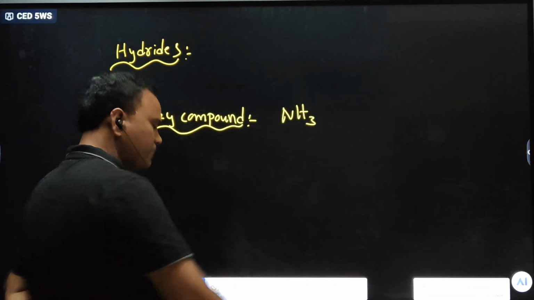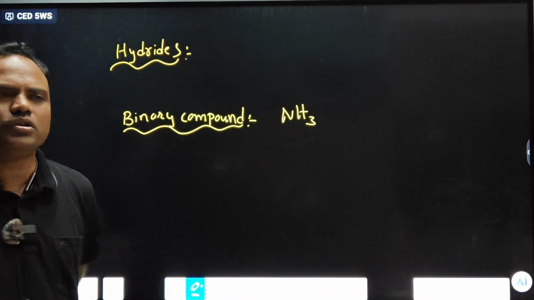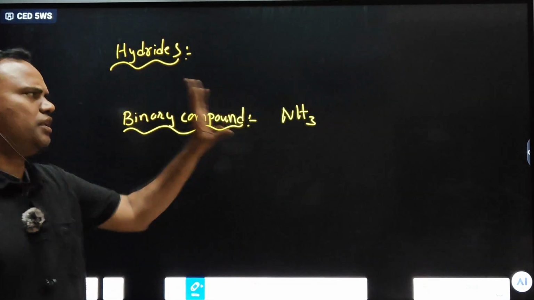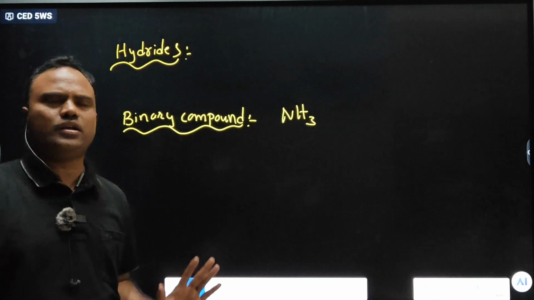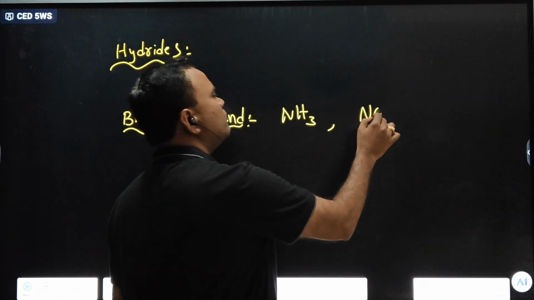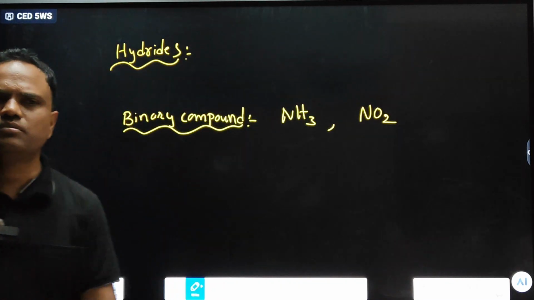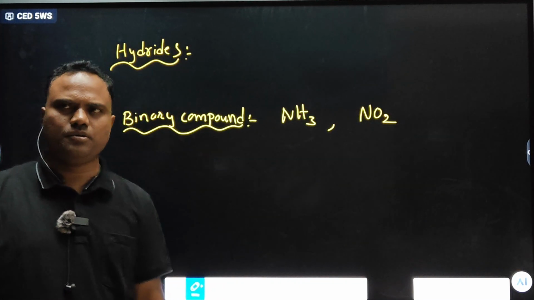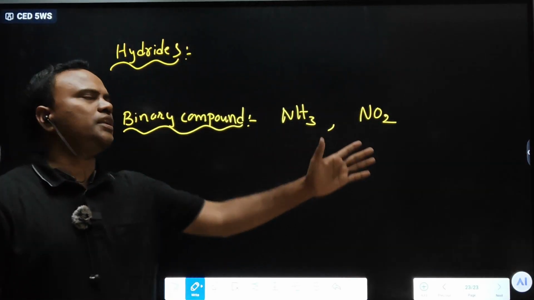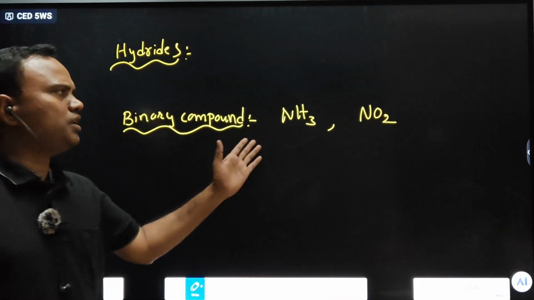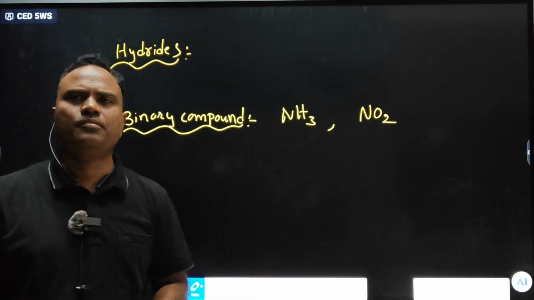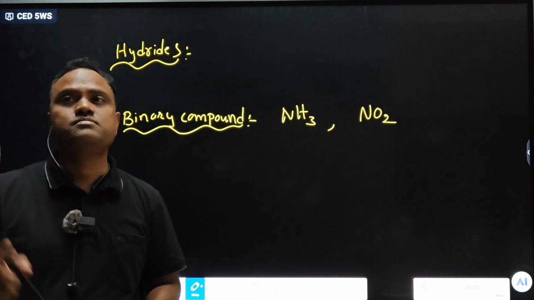NH3. It is a binary compound. Why is it a binary compound? Because it is made up of hydrogen and nitrogen. 3 hydrogens are there, but only 2 different elements. So NH3 is a binary compound. NO2 is a binary compound or not? Adiba, you tell me the difference between NH3 and NO2. NH3 is a binary compound, NO2 also binary compound, but what is the difference between them? Hydrogen and oxygen. The element is different.